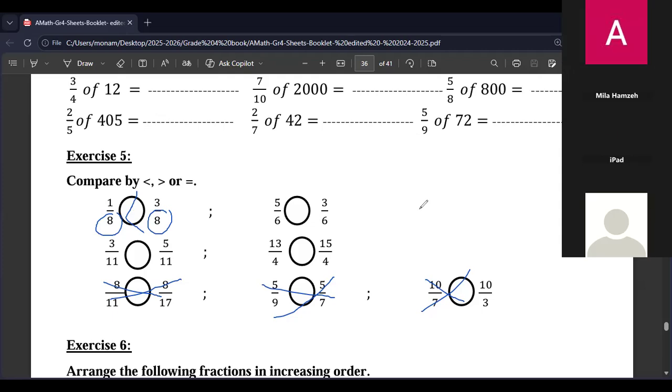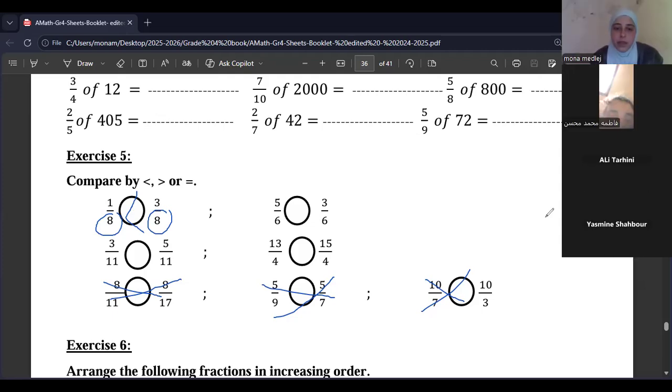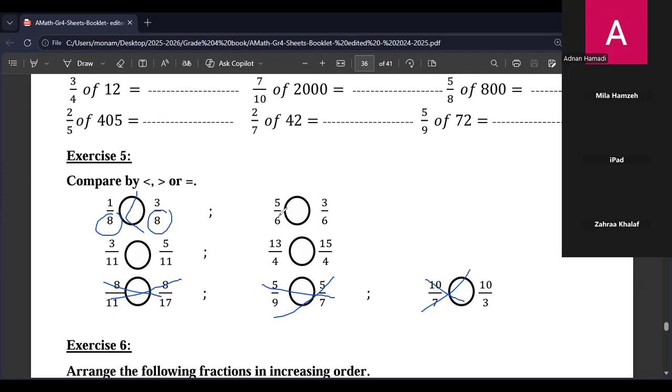Yasmin Shahbour. Yasmin, which fraction is the bigger, 5/6 or 3/6? 5/6. Do you know why? The denominators are the same, but the numerators are not the same. The 5 is bigger than 3. Excellent. So here the denominators are the same, so when the denominators are the same, we compare the numerators. So 5 is bigger than 3. True?